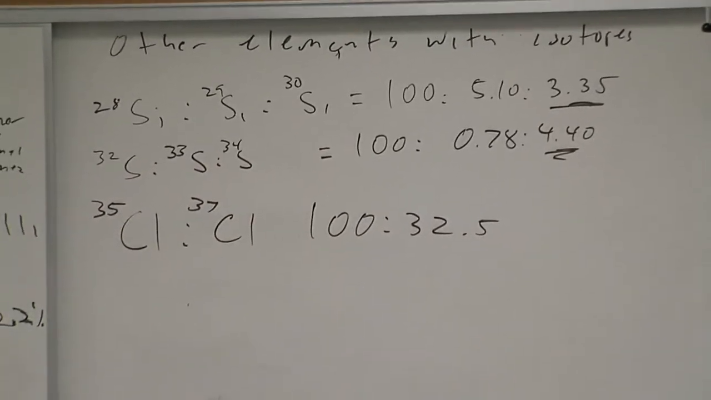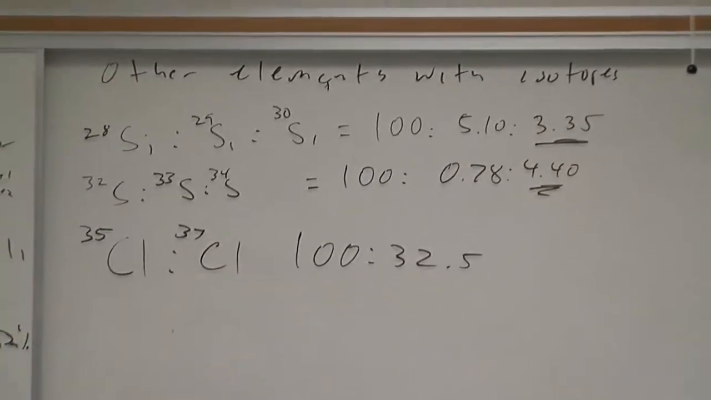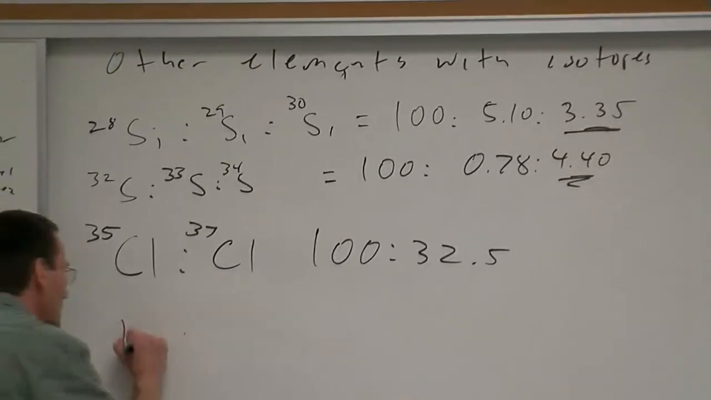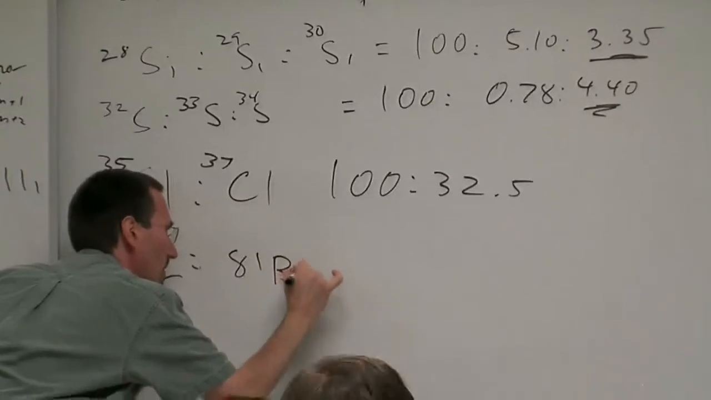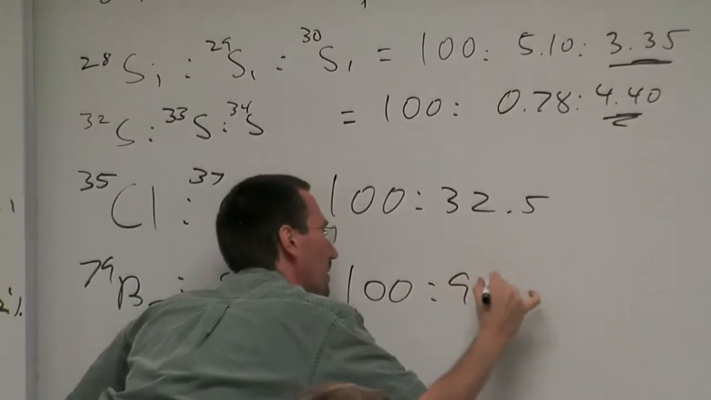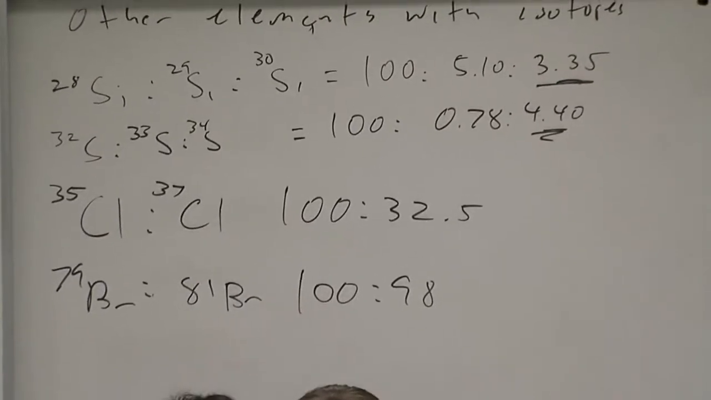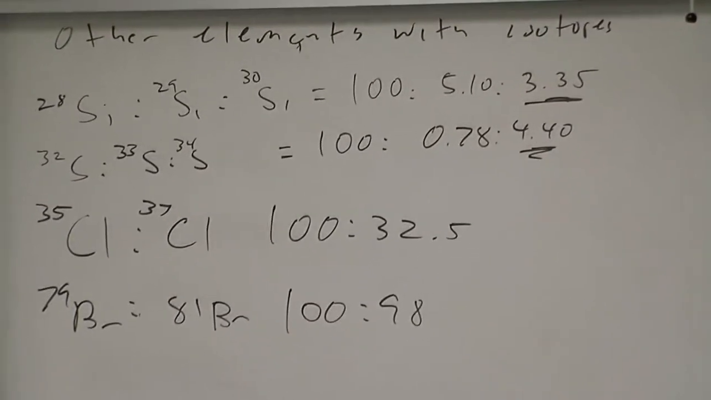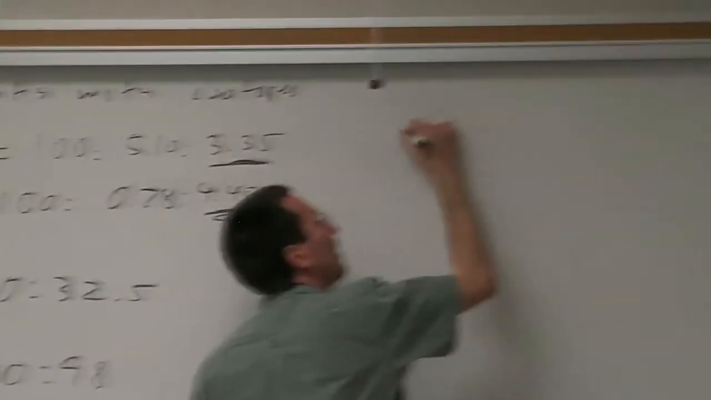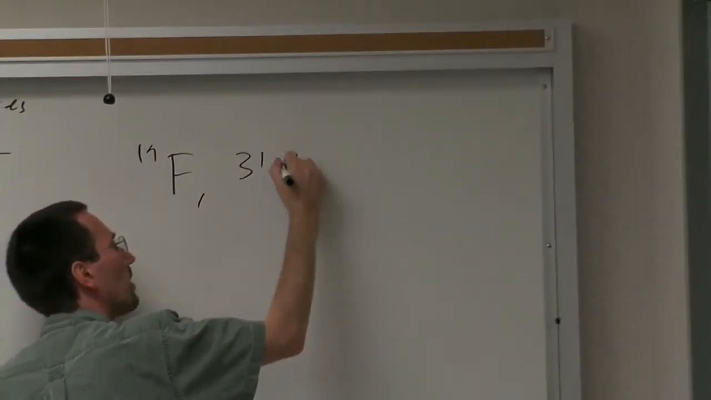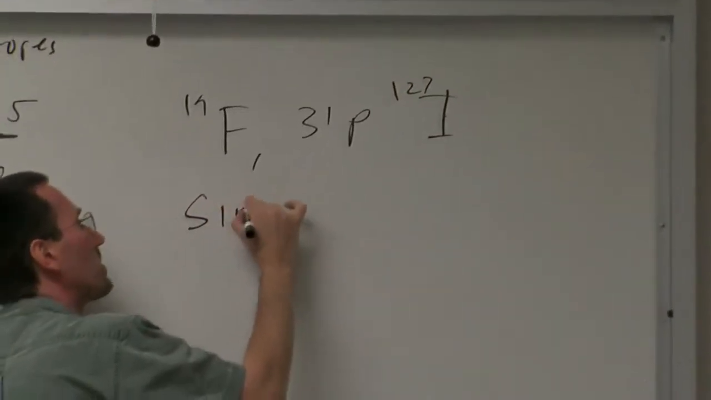So chlorine, by having a very pronounced M+2 peak, screams out at you, hey, look at me, I've got a chlorine here. Bromine also screams at you with two isotopes, bromine 79 and bromine 81. In a 100 to 98 ratio, you have a very substantial M+2 peak. Other common elements don't say anything to you. Fluorine, phosphorus, and iodine all have single isotopes.